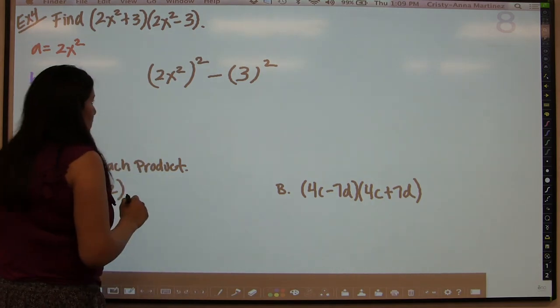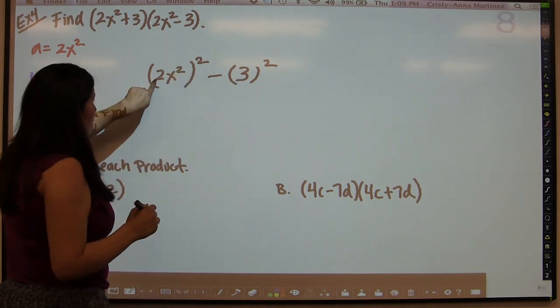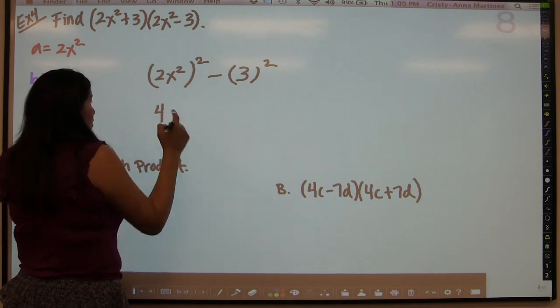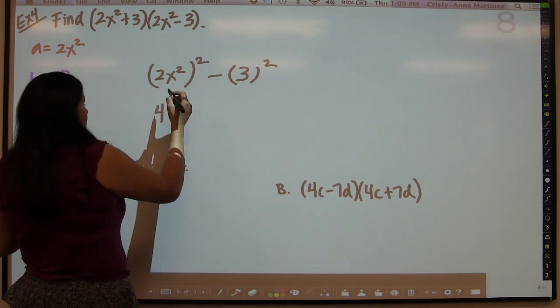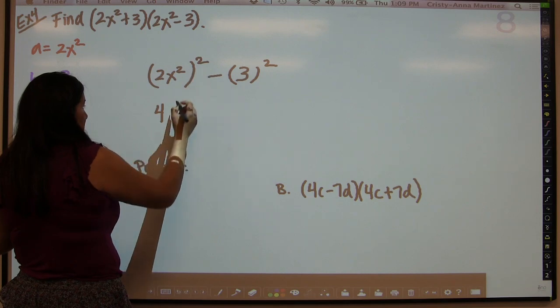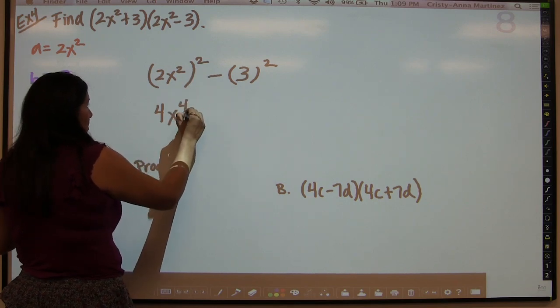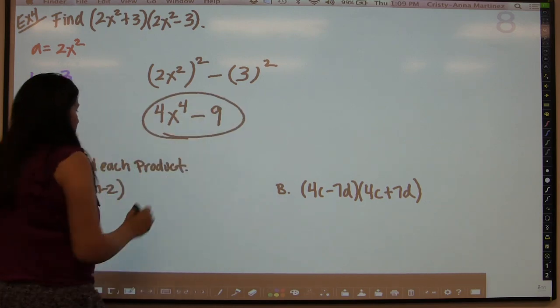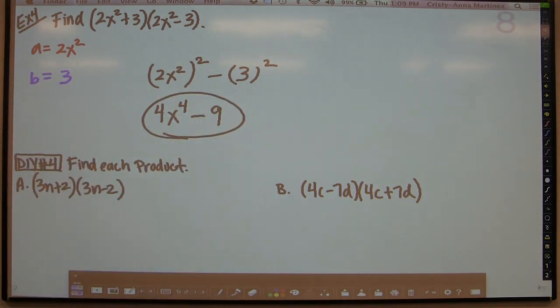And so again, I want you to remember that you want to square the 2 and square the x squared. So 2 squared is 4, and x squared squared, that's a power raised to a power, so you multiply the exponents, x to the 1 is there, so you get x to the 4th power. And then of course 3 squared is 9. So your final result is 4x to the 4th minus 9.